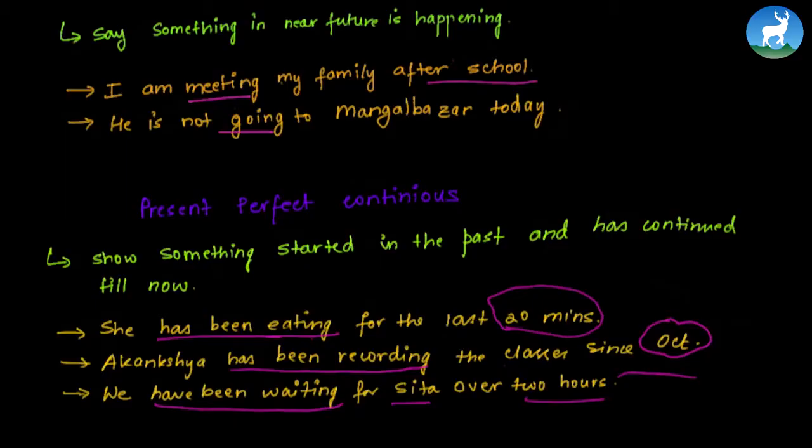Another example, Akankshya has been recording the classes since October. So it's already November and she's still recording the classes. So I can say that she has been recording the classes since October. It happened in October and now it's November and she is still recording it. So we use the present perfect continuous tense.